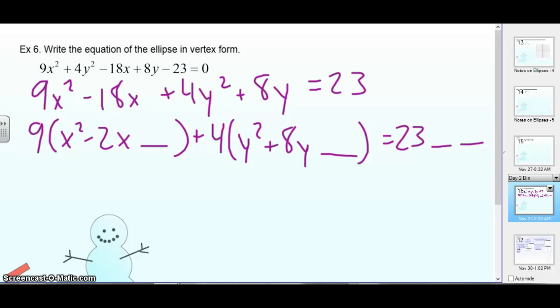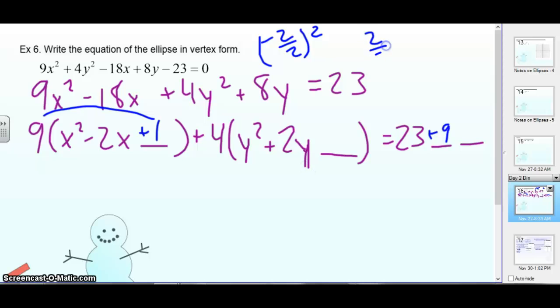So just like we do completing the square, off to the side, I got -2 divided by 2 squared, which is going to be 1. So I'm going to add the 1 here, but I'm going to add 9 to the other side. And then I'm going to do the same thing here. Oh, I did make a mistake. That should not be an 8 because I divided by 4. So let me fix that. That should be a 2. Okay, there we go. So then I'm going to do 2 divided by 2 squared, which is 1.